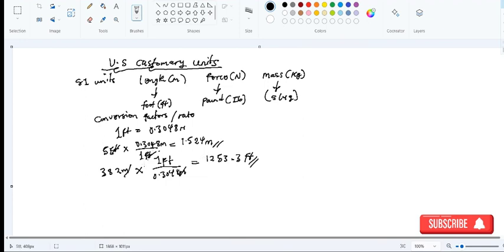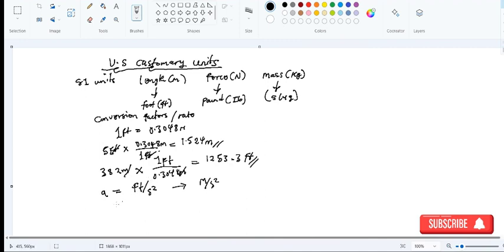Okay, we also need to take note of acceleration. So acceleration is equals to feet per second squared, right? So for the SI units we had meter per second square. But this time we're going to be having feet per second square because the meter here is replaced with feet for the US customary units.